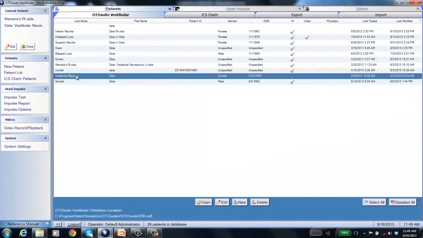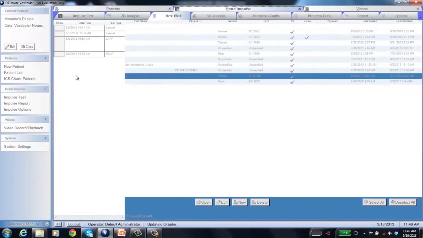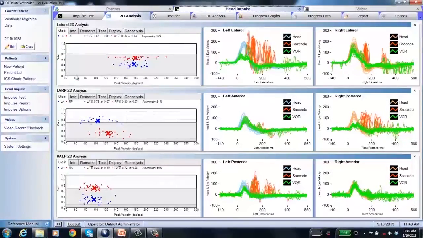And this is a vestibular migraine. Now, we don't know a whole lot about head impulse and vestibular migraines, but if you look here, we've got lateral disorder, we've got a right posterior and a left posterior. Well, we know that's not superior neuritis because it would be anterior and lateral, and it's not inferior neuritis because it would be posterior only.